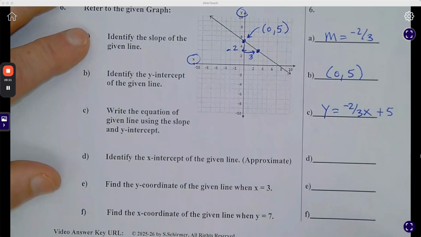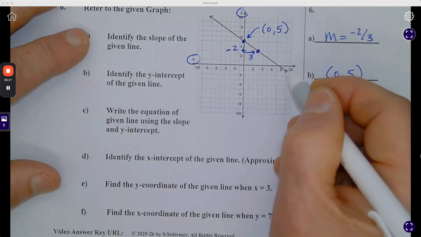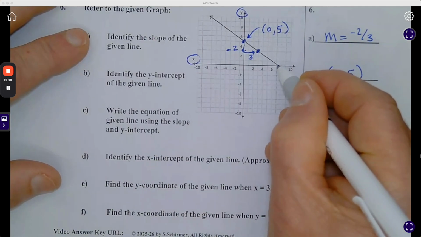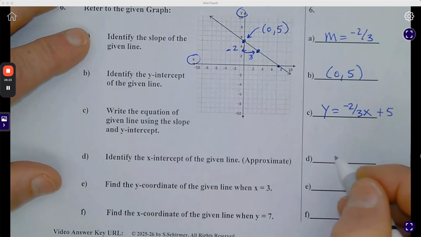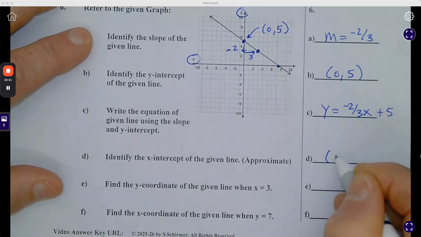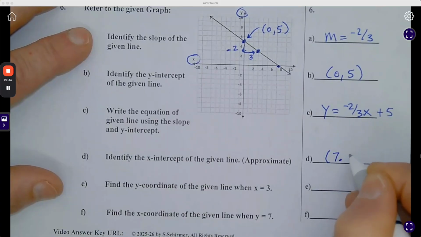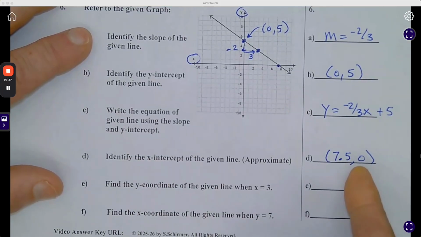Ooh, identify the x-intercept of the given line. And we can just approximate it. So it looks like it's right there. So I'm thinking it's a little bit more than 7. So I'm just going to say approximately 7.5. I won't do the approximate symbol. I'm going to do it as an ordered pair. So (7.5, 0). The y is always 0 on the x-intercept.